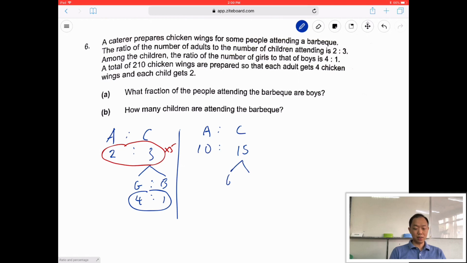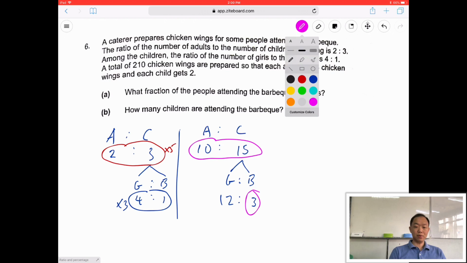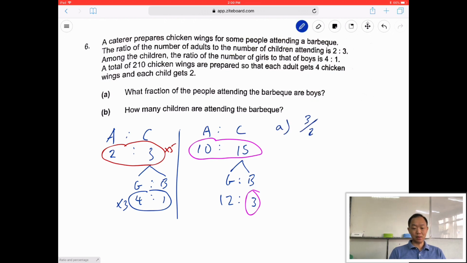And I can split this again. Girls is to boys, 4 is to 1 divided by 5, this is 3 is to 12. Okay, do you understand how I get 3 is to 12? Because I times 3, this whole thing times 3, to get 15. So what fraction of the people attending are boys? Only need the boys. So boys is 3. What is the total? Total 25. Okay, so part A answer is just 3 out of 25. Is it correct? Yes, that's correct.